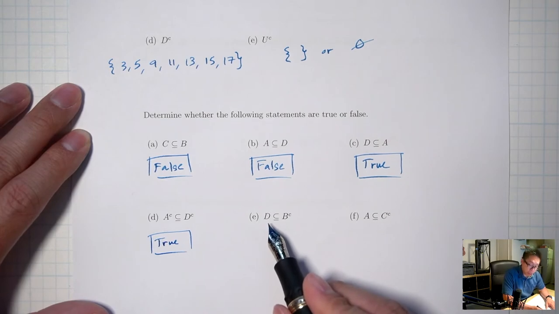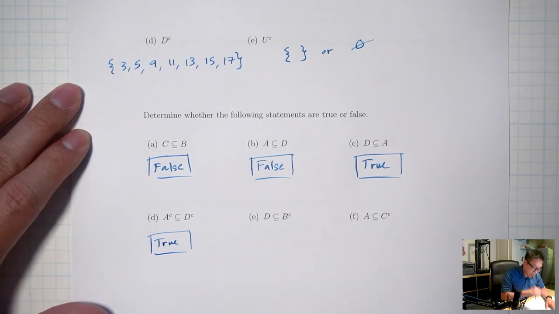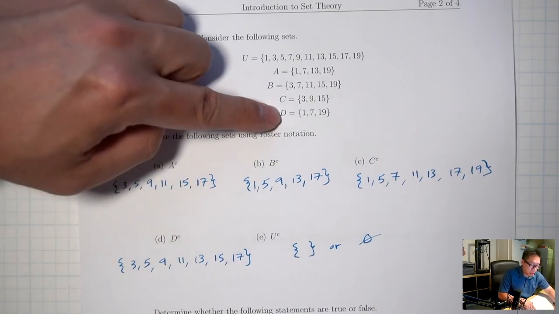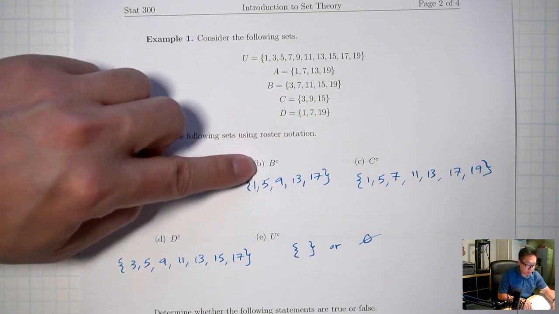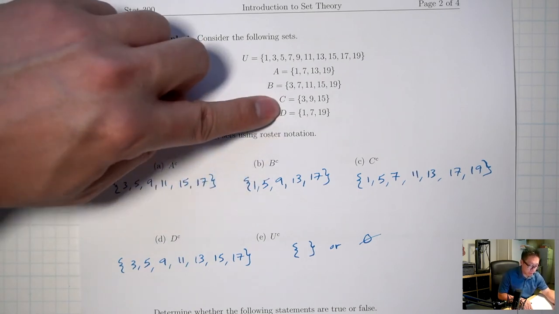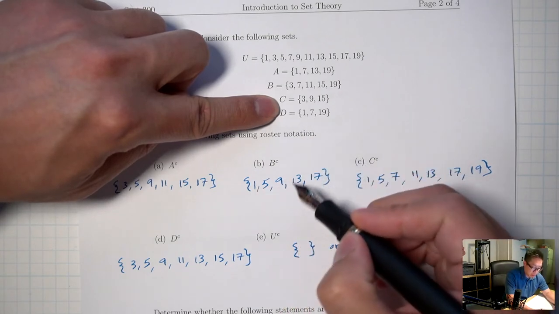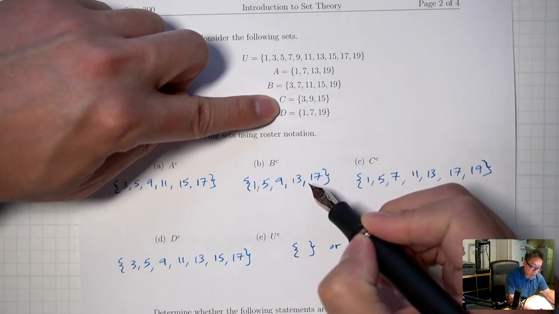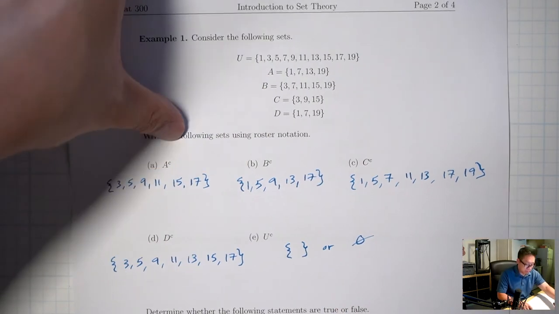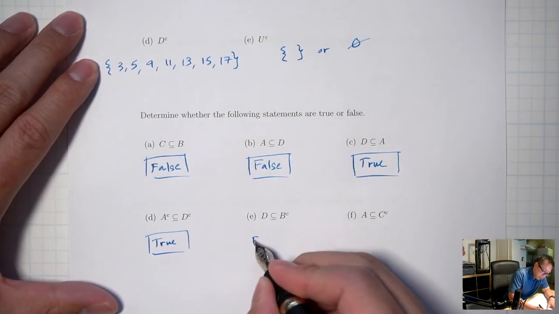Next up is regular D and B complement. So be careful. Regular D is here. B complement is right here. So start with the set on the left and check. Is 1 in B complement? Yes. Is 7 in there? No. So this would be a false.